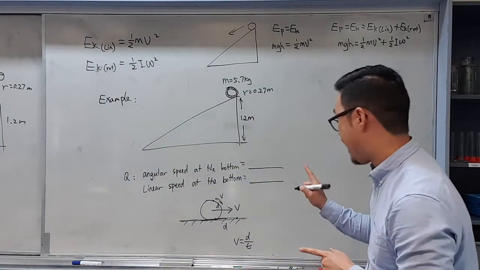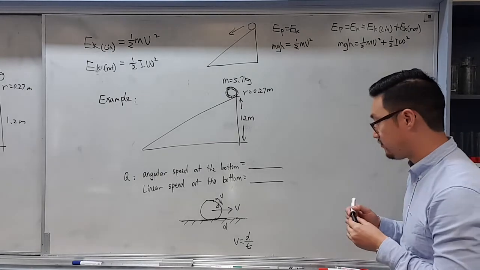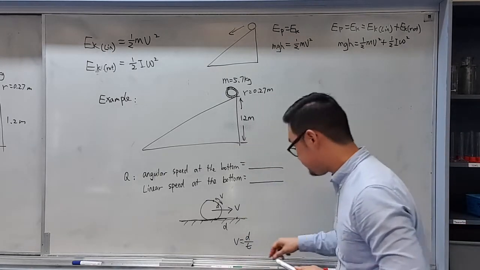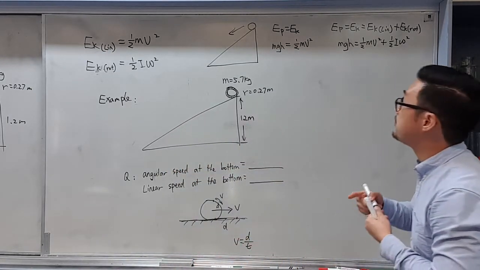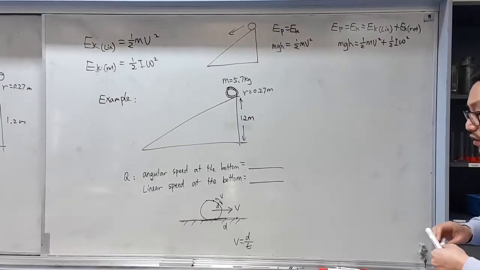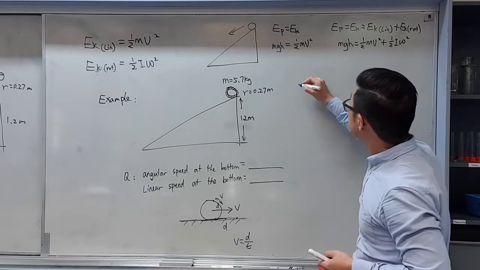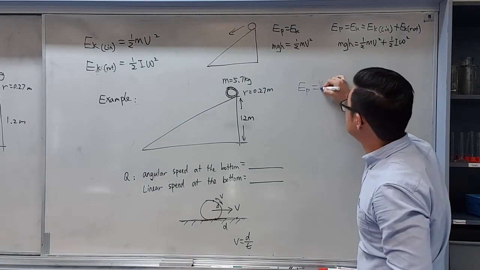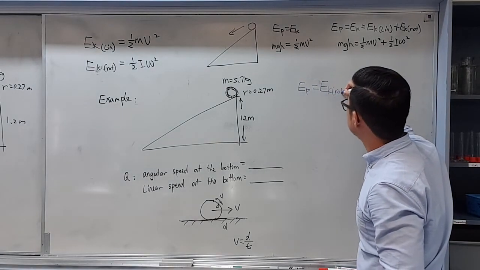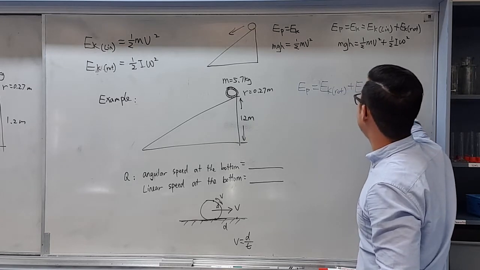Now let's come back to here and see how we can solve the question. We're going to use conservation of energy, so E_P is going to turn into E_K. E_P turns into E_K rot plus E_K linear.